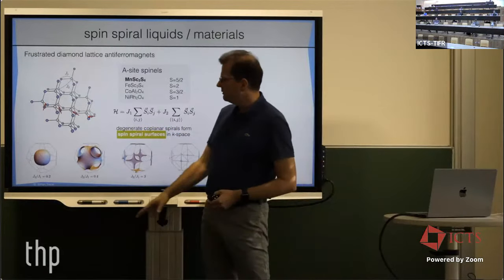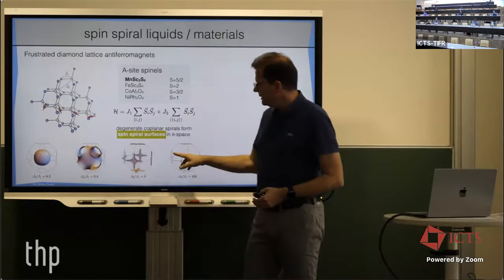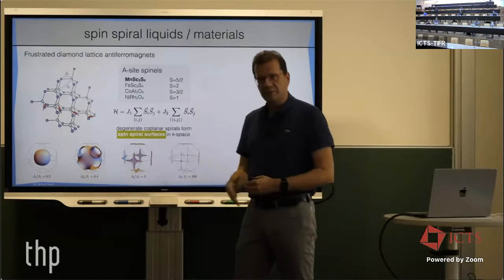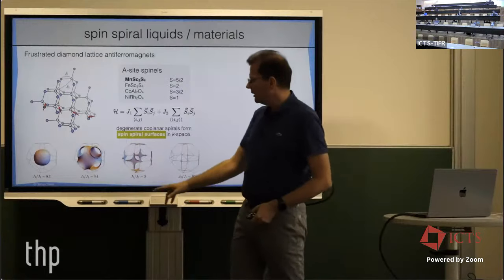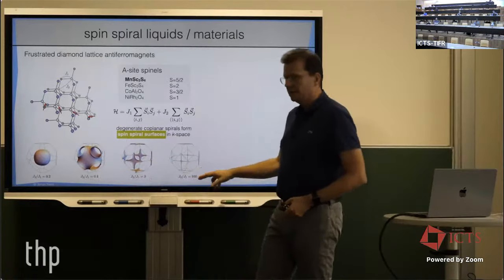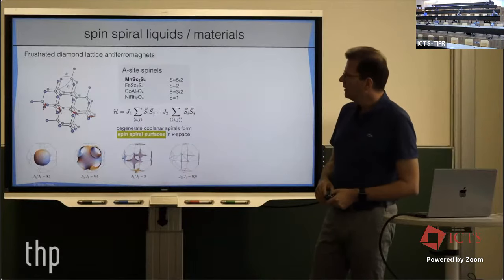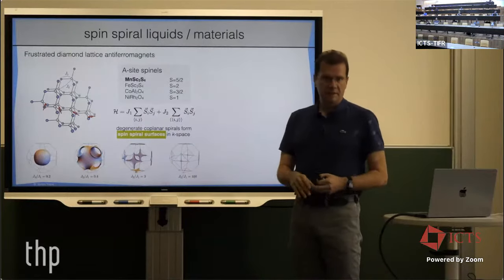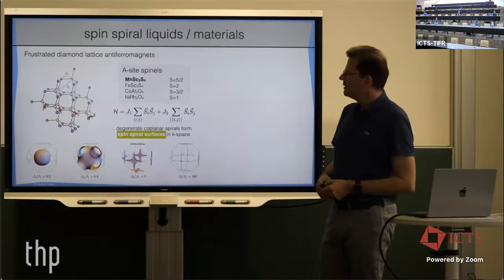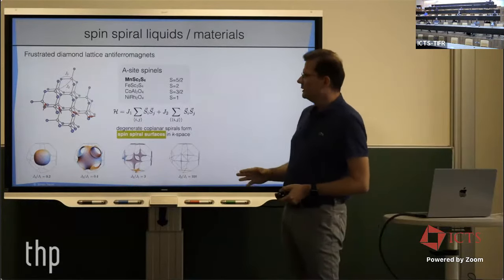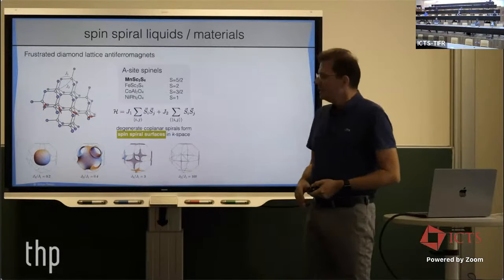The sub-extensive degeneracy is characterized by these manifolds, and you see how they change as you vary J2 over J1, the next nearest neighbor coupling of this model. You see how the geometry and topology of these manifolds change. A-site spinels and these spiral spin liquids have been the subject of two other talks here. Both Johannes Reuter and Carlo Penck are talking about spin spiral states.